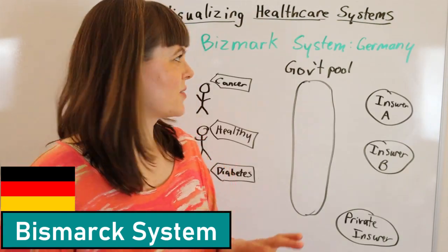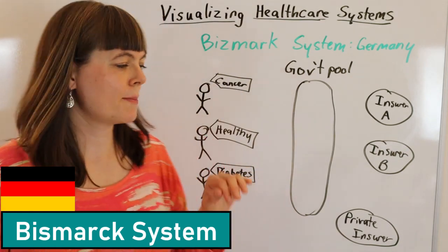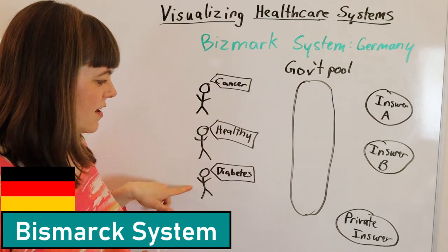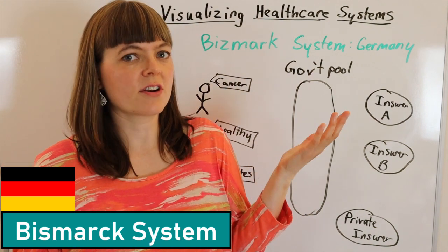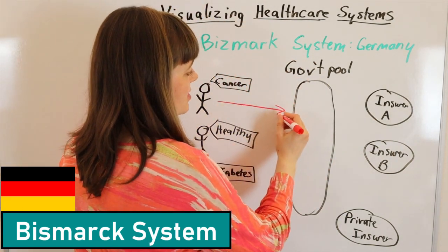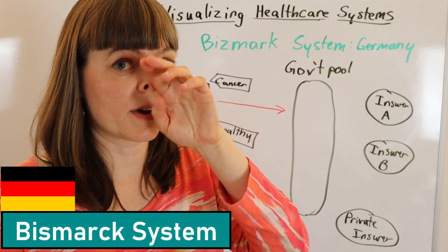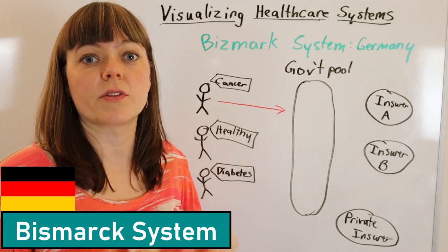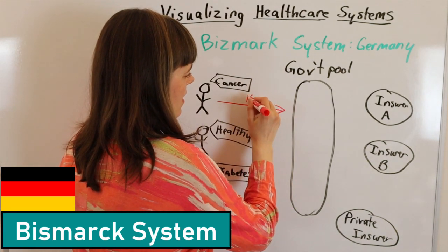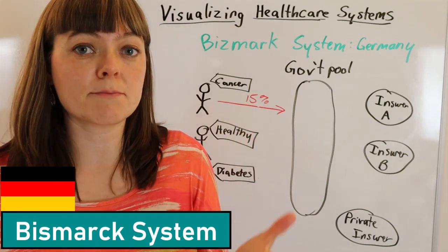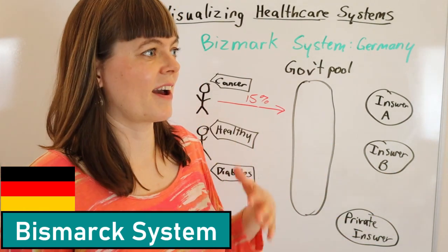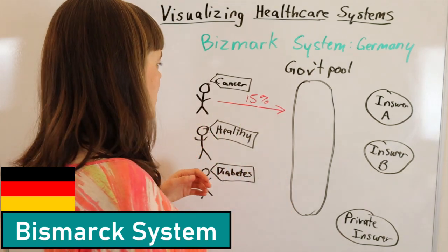Alright, this is the way I like to explain the Bismarck system. So we have people with different health statuses. So we have someone with cancer, someone who's healthy, someone with diabetes, and they have different amounts of income as well. Now in Germany, you pay in a certain share of your income to the government if you want to opt into the government pool, the government system. So if that share is 15%, then this cancer patient pays 15% no matter what their income. If they make zero, they pay in zero. If they make 100,000, they pay in 15,000.